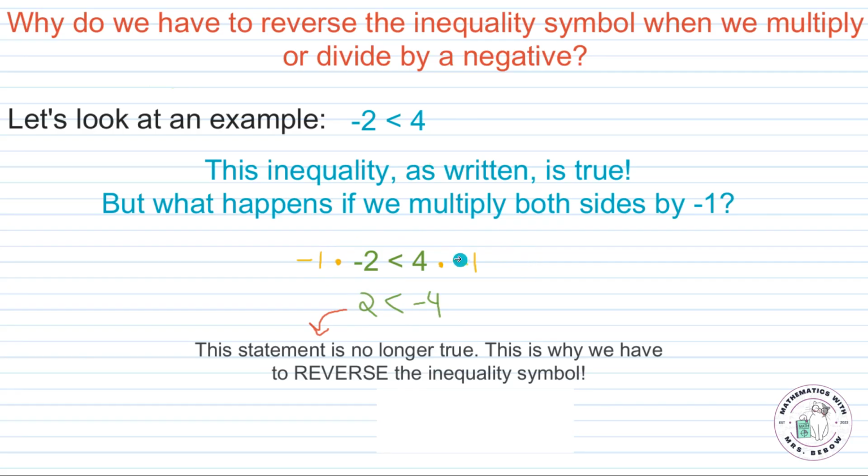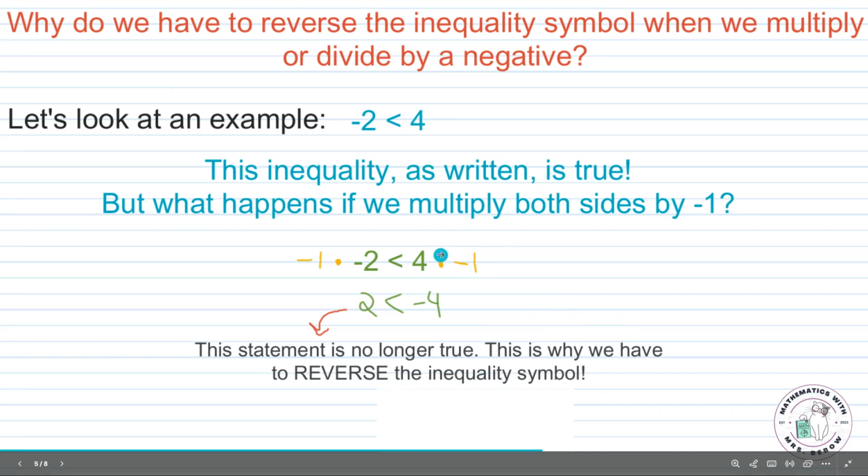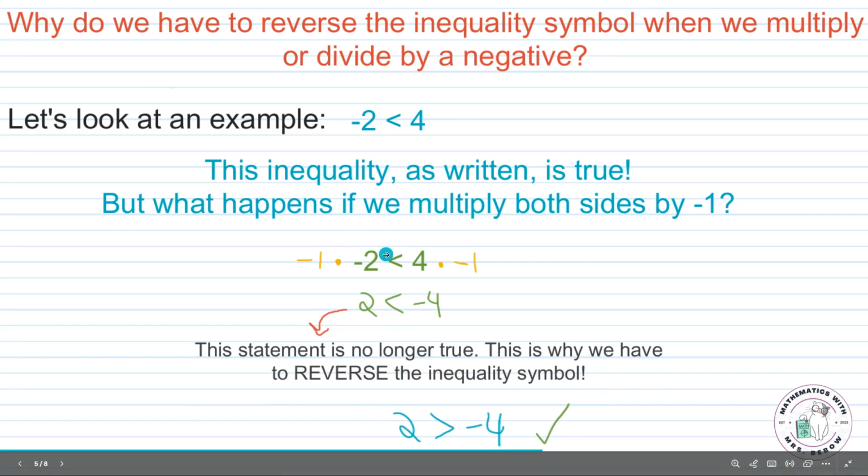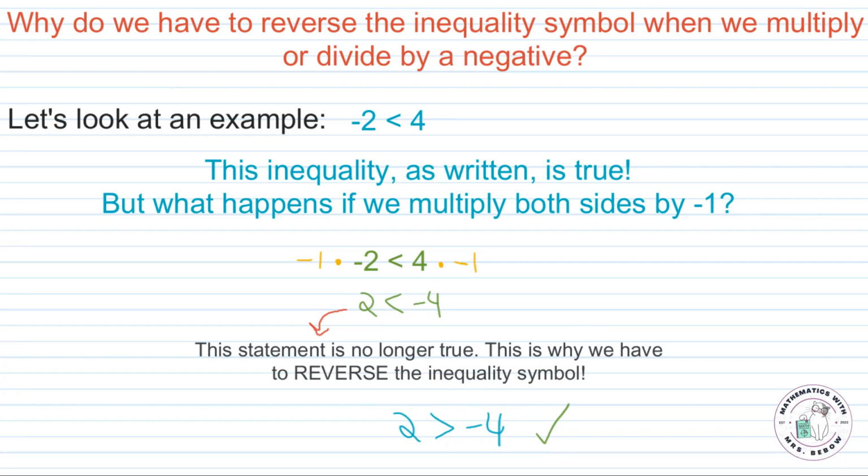We did keep things consistent, right? We did the same thing to both sides of the inequality, but those negatives throw it off. This is why we have to reverse the inequality symbol. Anytime you find yourself writing multiplying by a negative or dividing by a negative on both sides of that inequality, make sure you reverse that symbol. Instead of a less than sign, let's reverse it to a greater than sign, and this now is true: 2 is greater than -4. So anytime you multiply or divide by a negative, you have to reverse the inequality symbol. Otherwise, you don't end up with a statement that's true.